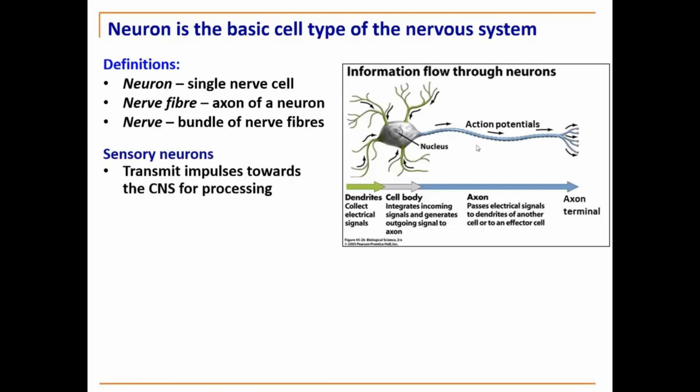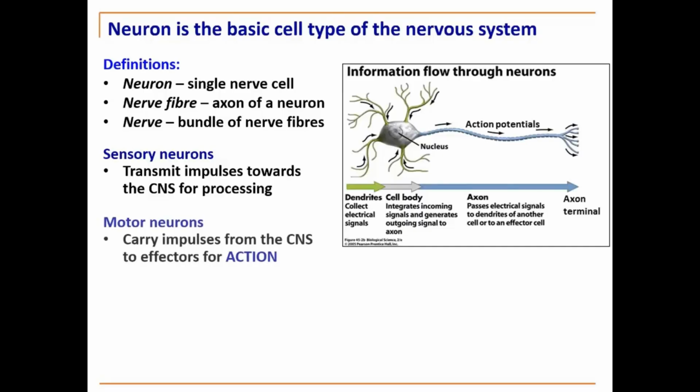We also have our sensory neurons. So they receive information and transmit impulses towards the central nervous system for processing. We have our motor neurons. These carry impulses from the central nervous system to the effector, and that is for action. So again, your muscle contractions or your release of saliva or other hormones, for example.